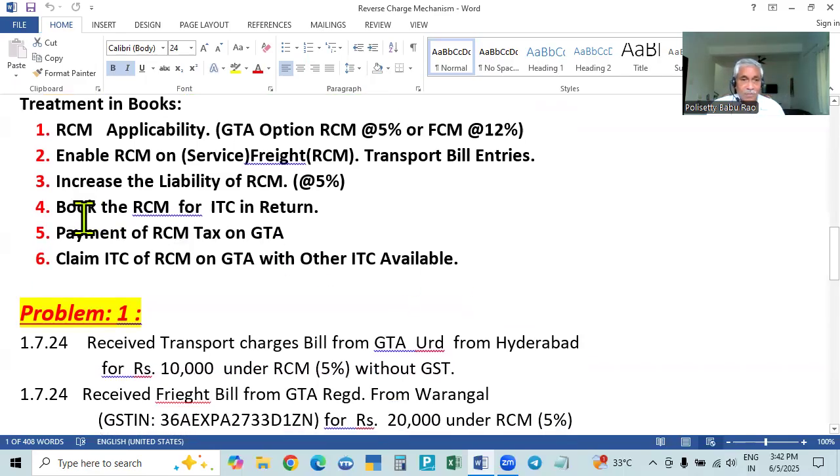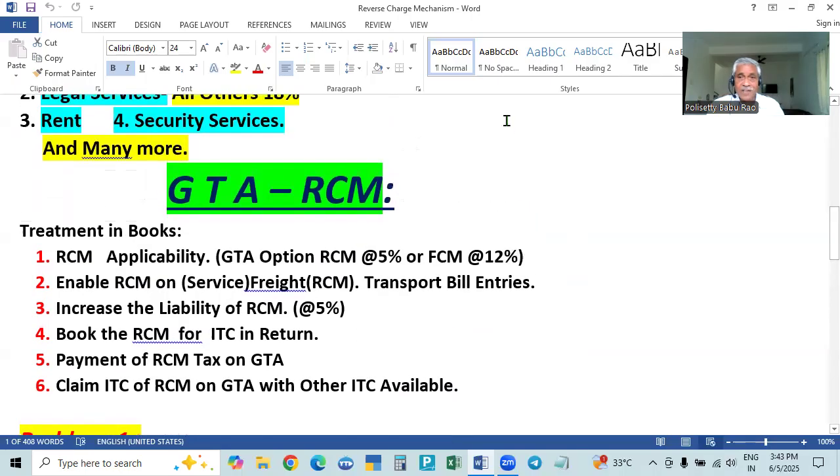That's all we have to do. So book the RCM liability, reverse charge mechanism liability, you have to book. ITC you have to book. Both you book, and then payment of RCM is to be paid, and then we can claim the ITC under the RCM. Then it is available, we can use that, and then we have to claim the ITC, and then we have to file the GST 3B. This is about the RCM.